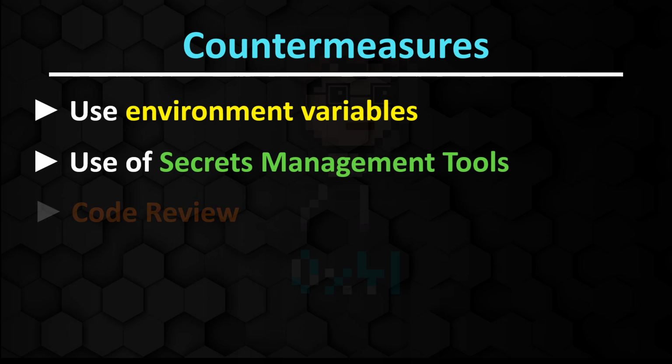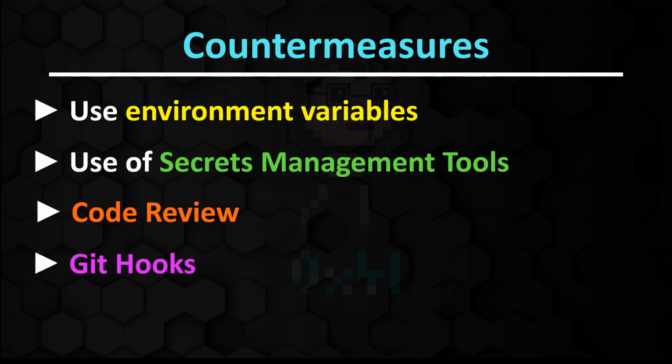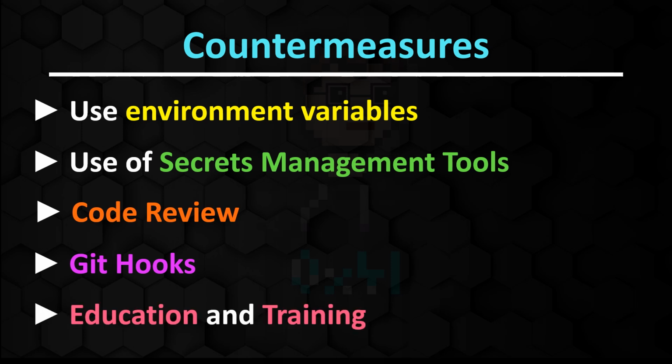Implement a thorough code review process that includes checking for accidentally committed sensitive information before merging any changes. Use pre-commit hooks in Git to scan for sensitive information automatically and prevent it from being committed. Furthermore, educate team members about the risks of exposing sensitive information and best practices for handling credentials securely.